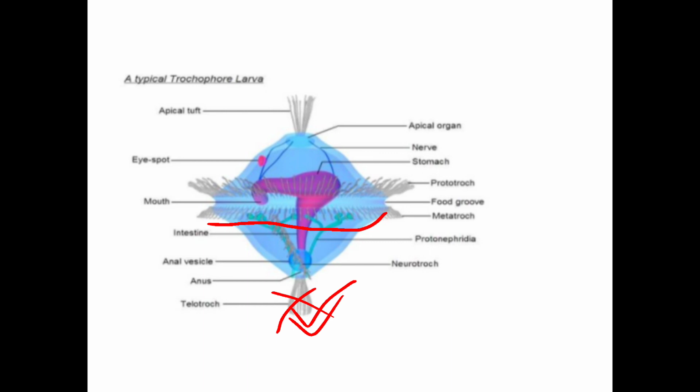They have two poles, and in the anterior pole there is an apical plate, and from the apical plate there is a tuft of cilia. It is called apical tuft, and in the posterior pole there is a tuft of cilia. It is called anal tuft cilia. Okay, this is about the Trochophore larva.